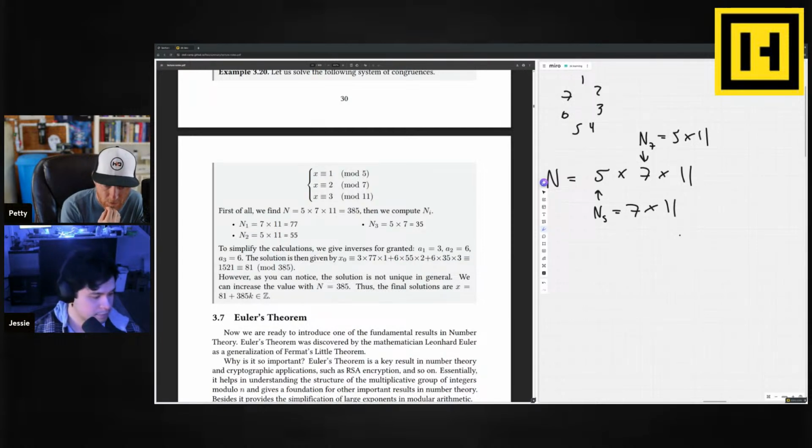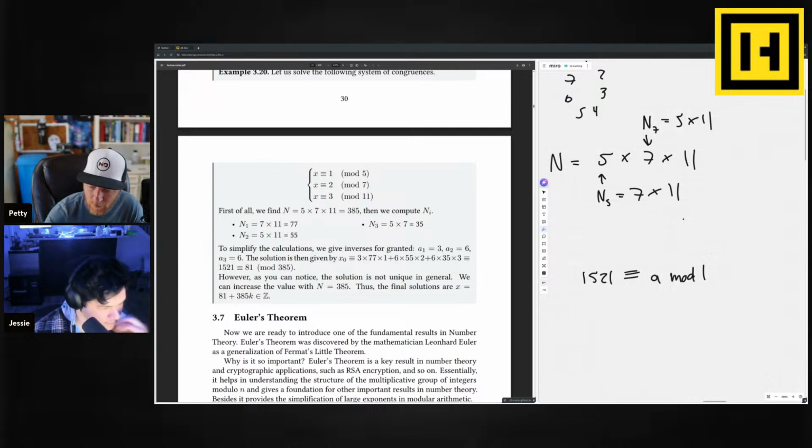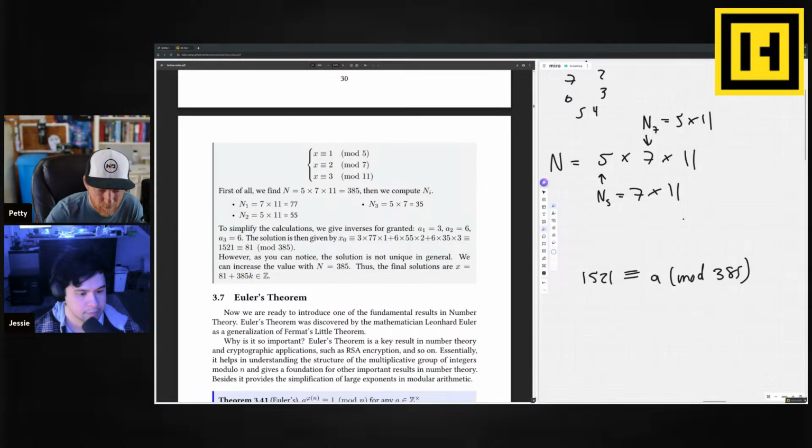385 is the capital N. So looking at 1521 congruent to, just call it A, mod N. It doesn't look like this already. Let me see. 385.